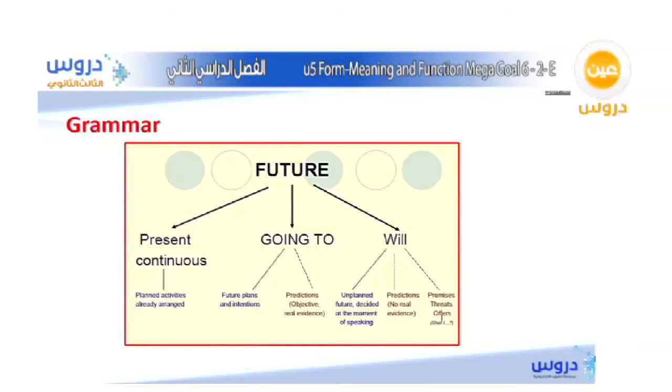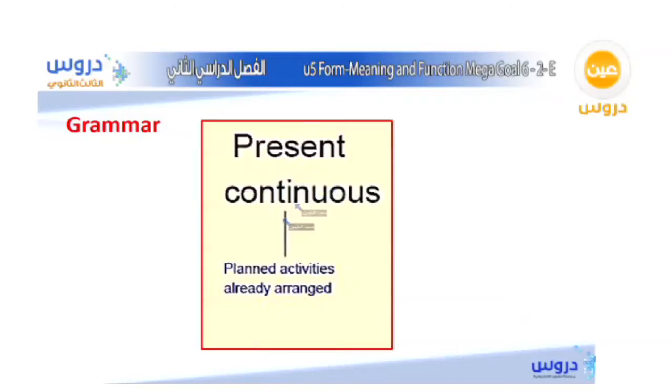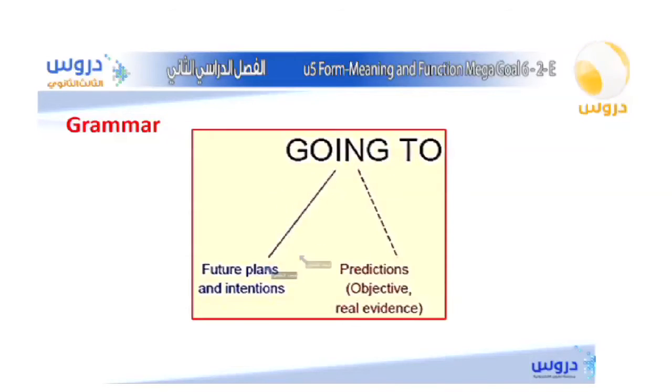Now we are going to talk about grammar, especially future. With future you can use present continuous, going to, and will. When do we use present continuous in future? When do we use going to in future? And when do we use will? We use present continuous for planned activities already arranged. We use going to with future plans and intentions, and also with predictions.